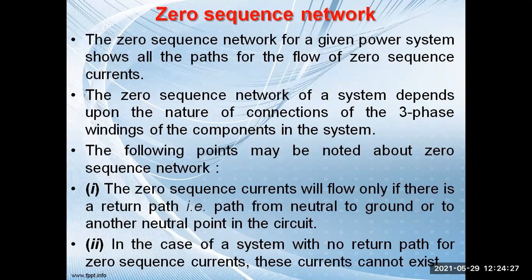Now next is the zero sequence network. We know that it offers impedance, basically opposition, only to the zero sequence current. The zero sequence network for a given power system shows all the paths for the flow of the zero sequence current. The zero sequence network of a system depends upon the nature of the connection of the three-phase winding of the components in the system.